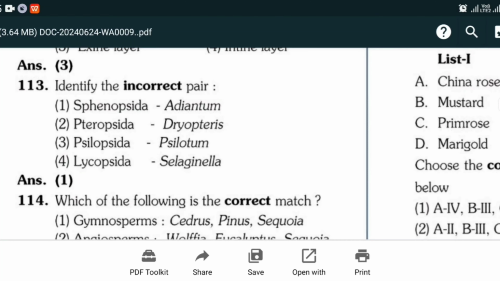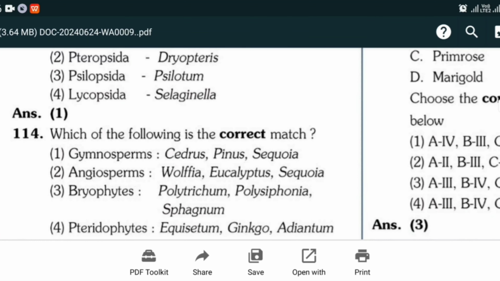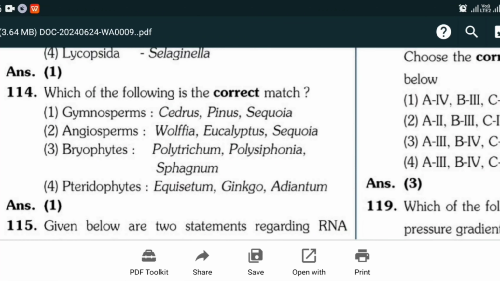Then identify the incorrect pair. Next, Sphenopsida. Here for Sphenopsida, adiantum is wrong. Sphenopsida actually contains equisetum. Then Pteropsida is Dryopteris, Pteris and adiantum. And Psilopsida, Psilotum; Lycopsida, that is Lycopodium and Selaginella. So the incorrect one is the first one, Sphenopsida, where it must include equisetum but not adiantum. Adiantum belongs to Pteropsida.